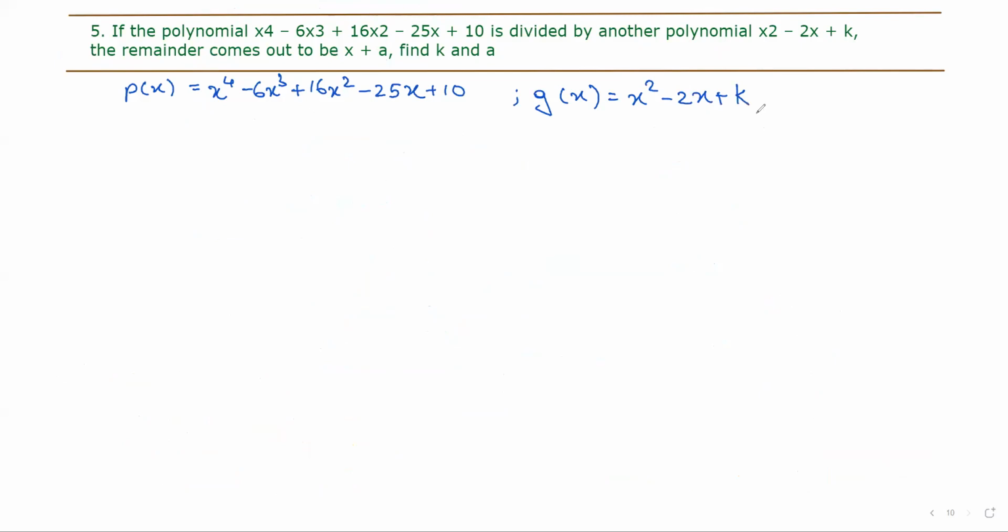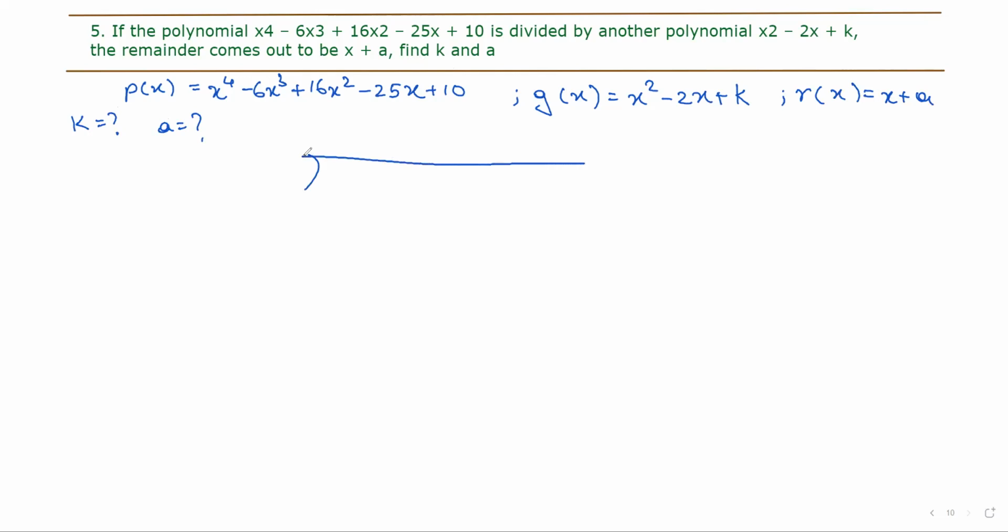But a constant k is mentioned over here. Let's see, and you have to find, and the remainder comes out to be x plus a. Your r of x is equal to x plus a. You have to find the values of k and a. K is equal to question mark, a is equal to question mark. Let's divide them.